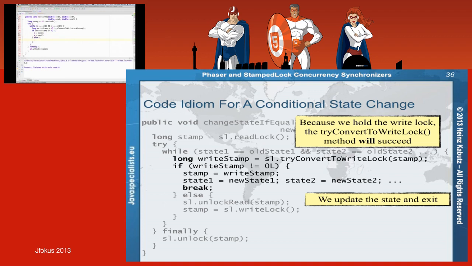Else, we need to unlock the write lock, which will be SL.unlockWrite, the stamp, and we need to get a read lock, a pessimistic read lock now. Sorry, unlock read, and get a pessimistic write lock now by saying stamp equals SL.writeLock. You can see this is not the easiest thing in the world. I don't even know if I got this completely right. I think it's correct.